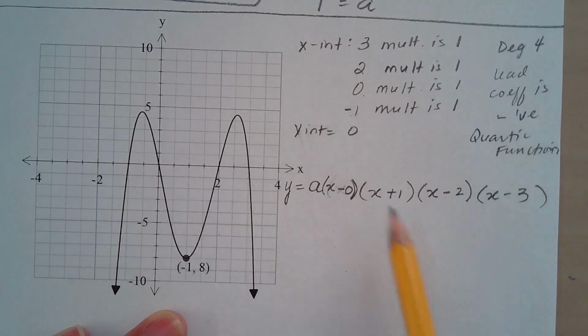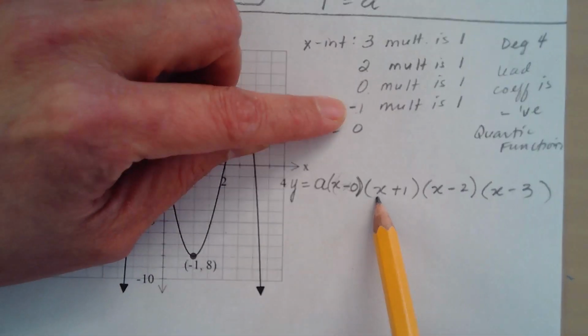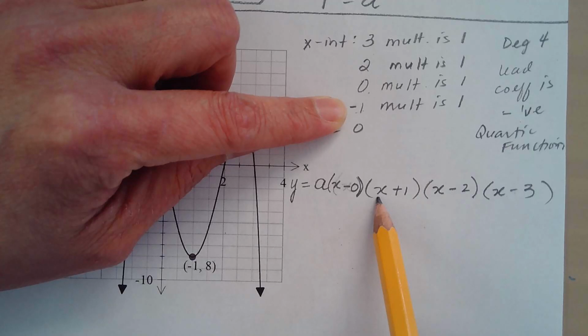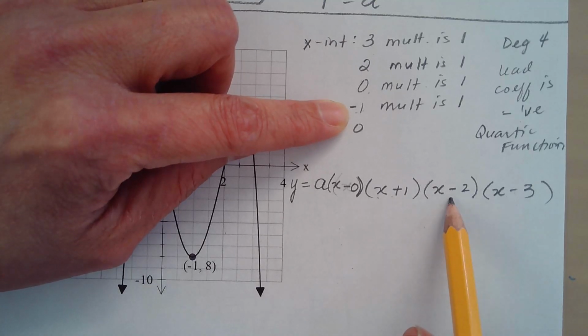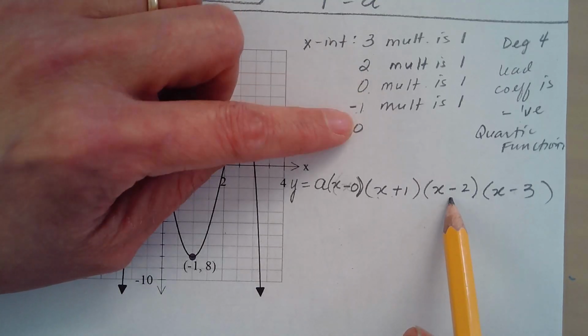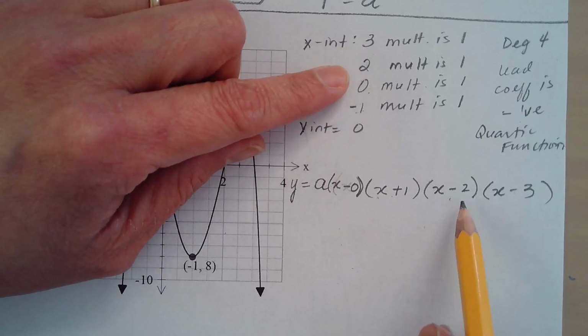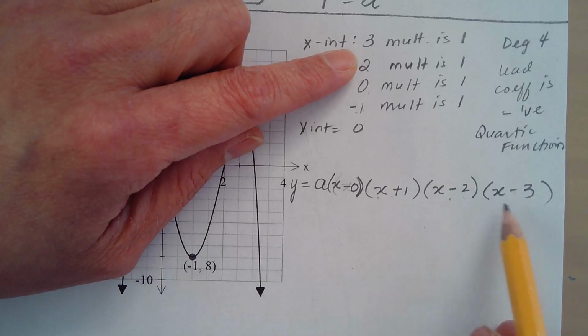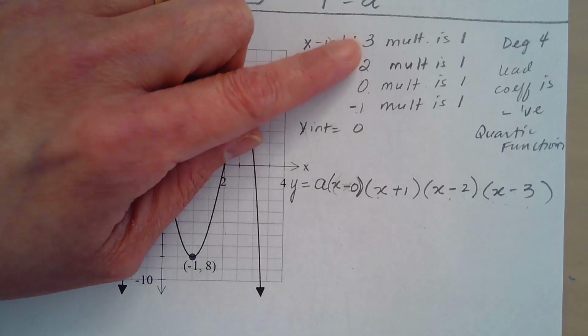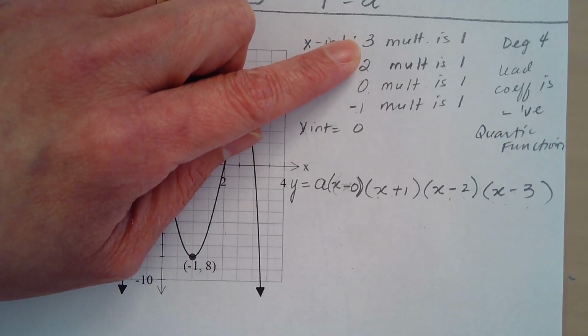And then this one here is going to be for the minus 1 because it's x minus negative 1. It's going to be x plus 1. And then this is a factor, x minus a. The a is the 2. That's a factor. And then the other one is x minus 3 for the x-intercept 3.